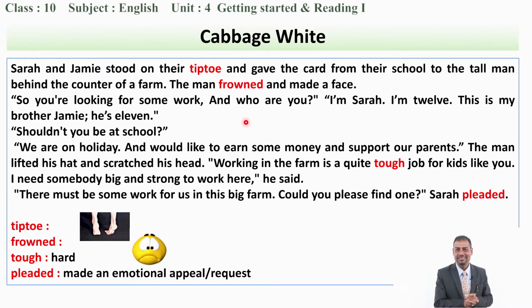Okay, how can you see so? Yes, again you are right. Shouldn't they be at school? The man asked them and they replied that we are on holiday. It means that their school is off, and during their holiday time they visited the farm to look for some work. Okay, and why did they want to work? Yes, you are right again, because they wanted to support their parents.